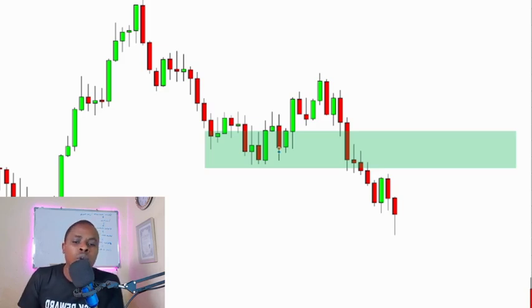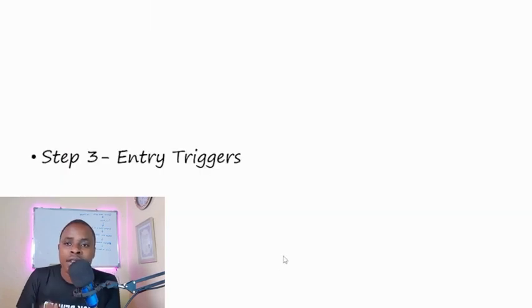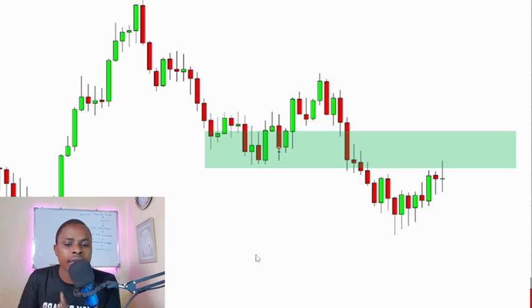And now what I'm just waiting for is for the next time when the market comes back into this zone right there. So in this case, the market comes back into this zone. But before I buy, I need to go into step 3. What is step 3? Is finding your entry triggers, right? So what is your entry triggers in this case? Your entry triggers should be rejection candles.